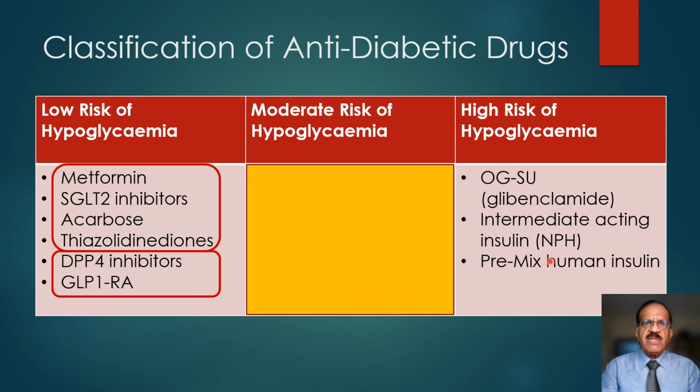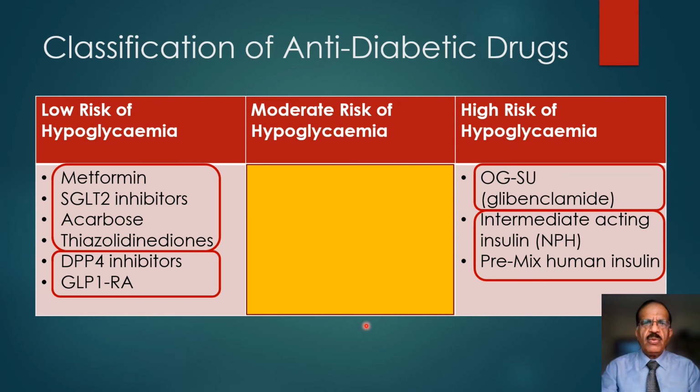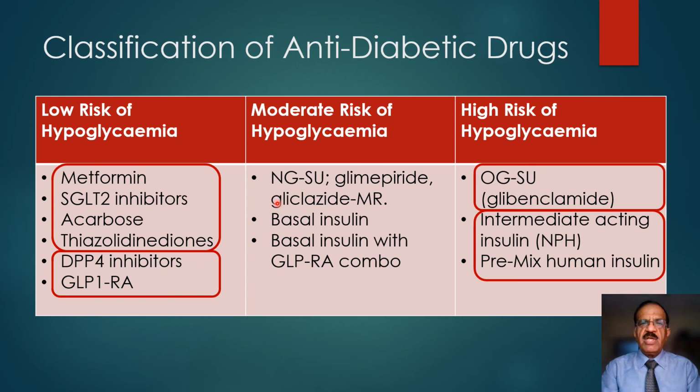Now let's talk about those drugs which have moderate risk of hypoglycemia. Newer generation sulfonylureas, for example, glimepiride or gliclazide (MR). These drugs are sulfonylureas, but their action is less pronounced, less marked as compared to glibenclamide, and there is evidence that these drugs have lesser potential of causing hypoglycemia. Then basal insulin. There are insulins which have very, very flat profile, and they have less risk of causing hypoglycemia. And then we now have combinations of basal insulin with GLP receptor agonist. They would also be classified as having moderate risk.